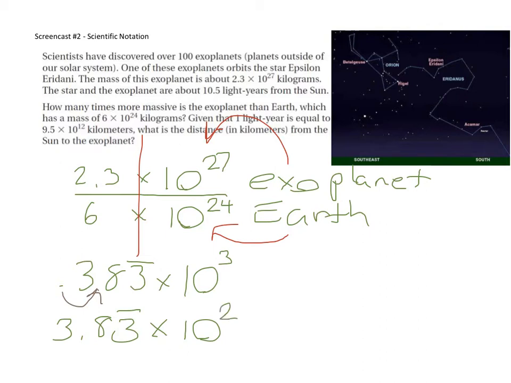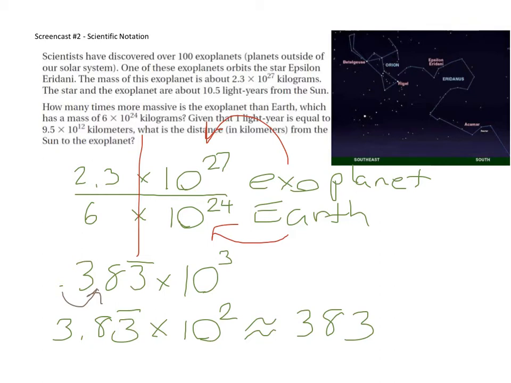So now it's squared. So how many times bigger is the exoplanet than Earth? Well, it's 3.83 repeating times 10 to the second power times more massive than Earth. Okay, now really what is that? Well, if we wanted to approximate this, this is about 383 times more massive than Earth. So that is quite large, as you can see.